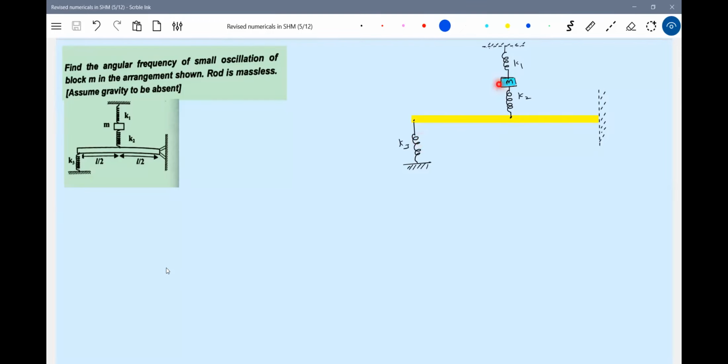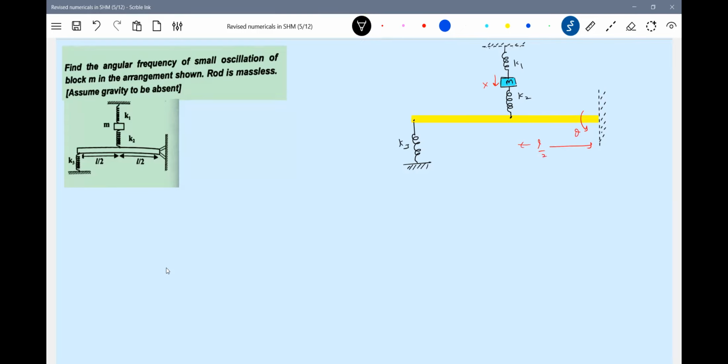Okay, now I'll begin this. Let this mass be displaced down by distance x. Then the spring will undergo compression, and let theta be the angular displacement of the rod. Then what is the compression in the spring? Because this length is L by 2.